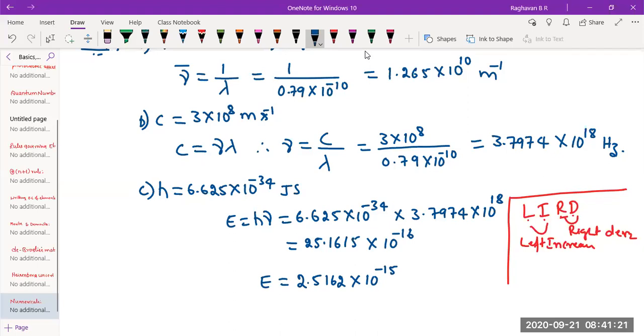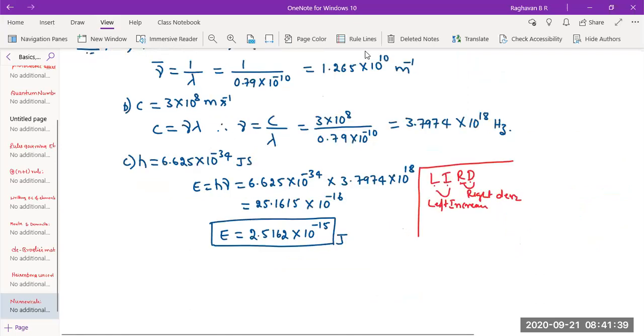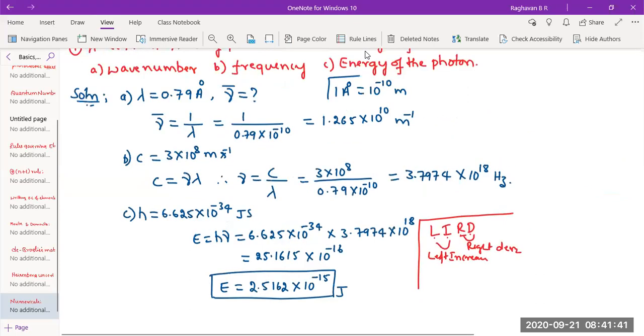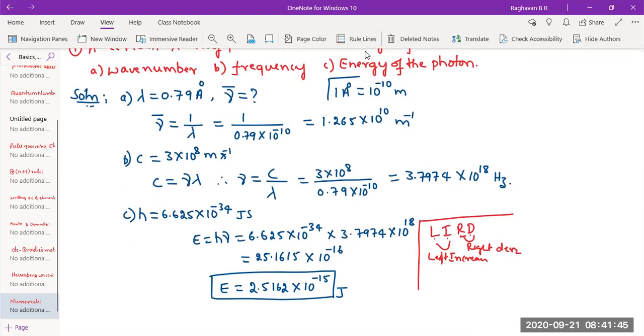Now, what is the energy unit? So many joules. Come on. I think you have understood, all of you. If all of you want to see the entire problem, I'll just zoom out a little bit so that it fits the entire screen. You can see this. LIRD.